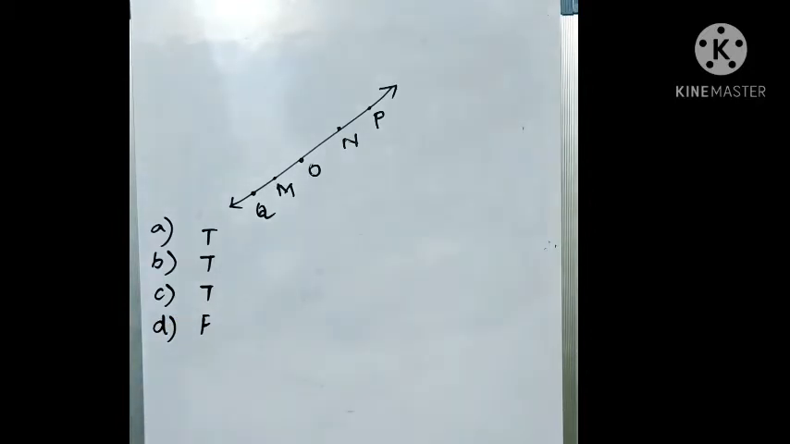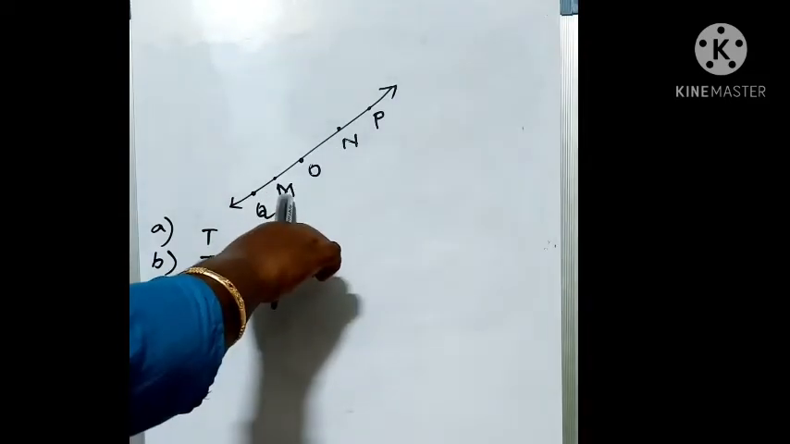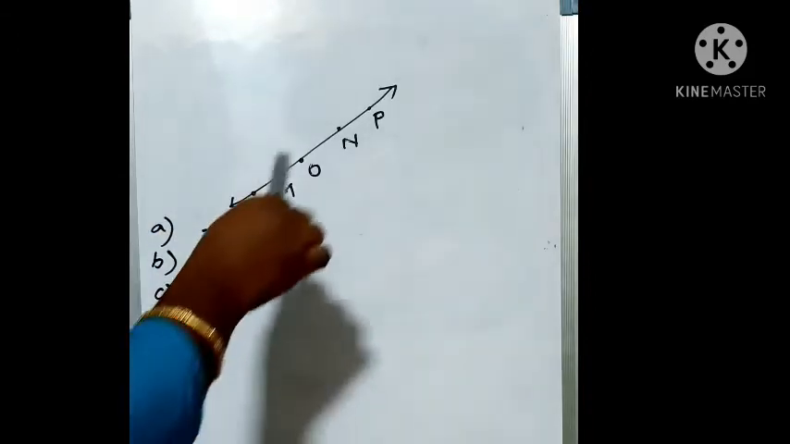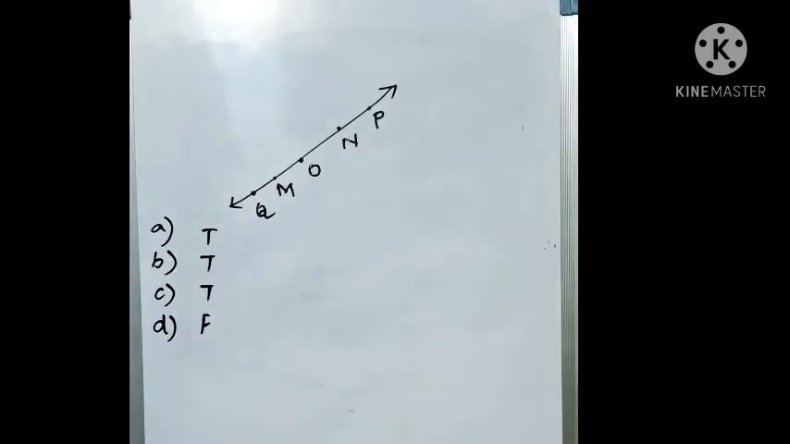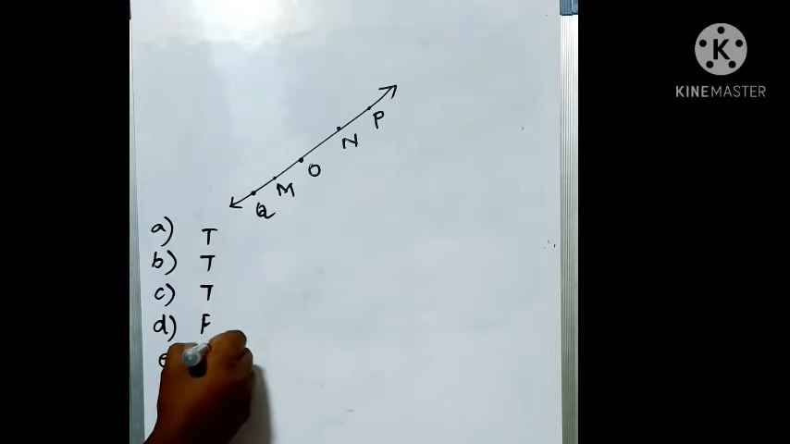Okay, next one, E: M is one of the endpoints of the line segment OQ. M is one of the endpoints of the line segment QO. Okay, so is it an endpoint? No, so it is false.